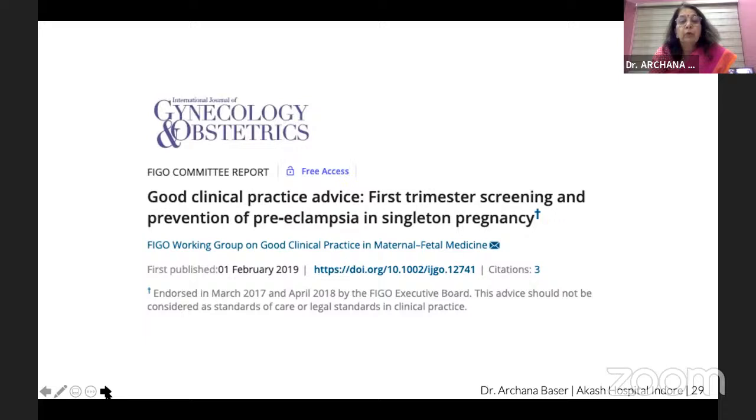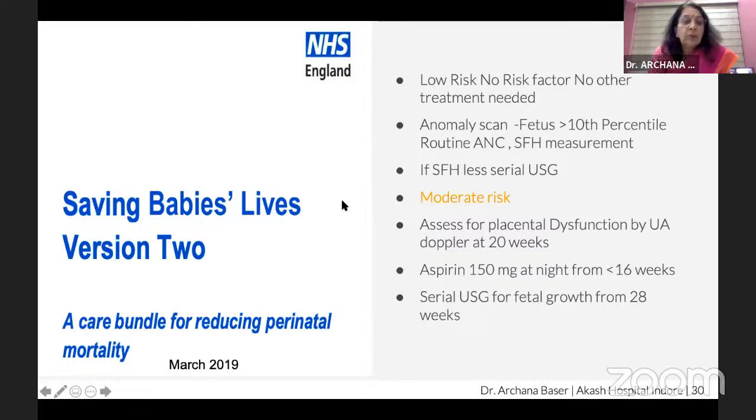It's been given for first trimester screening and prevention of preeclampsia in singleton pregnancy. And Saving Babies Lives version 2, a care bundle for reducing perinatal mortality in NHS guidelines: low risk, no risk factor, no other treatment needed. And now do an anomaly scan. If the fetus is more than 10th percentile, routine ANC, symphysiofundal height measurement. If symphysiofundal height measurement is less, then do serial ultrasonography.